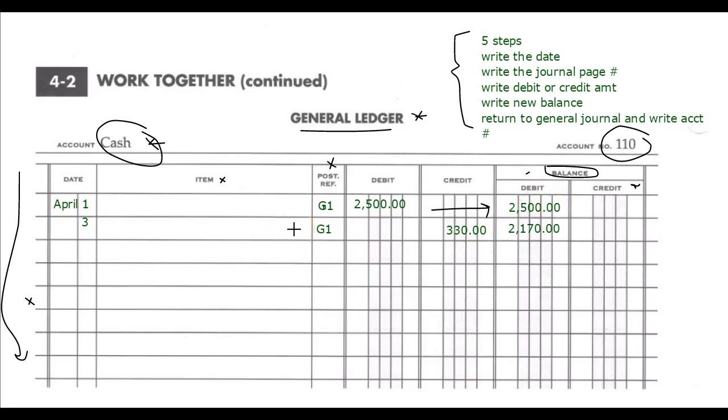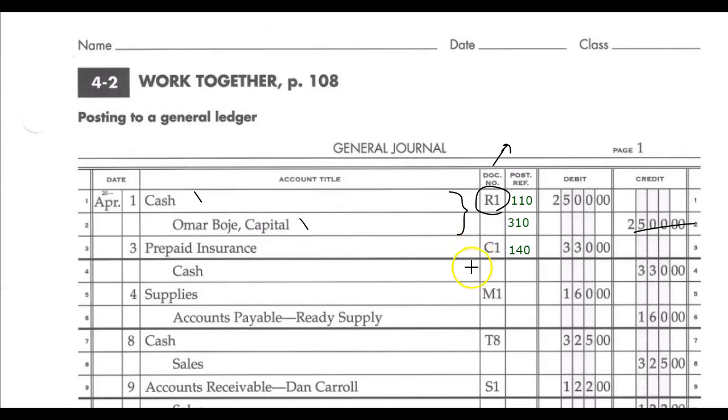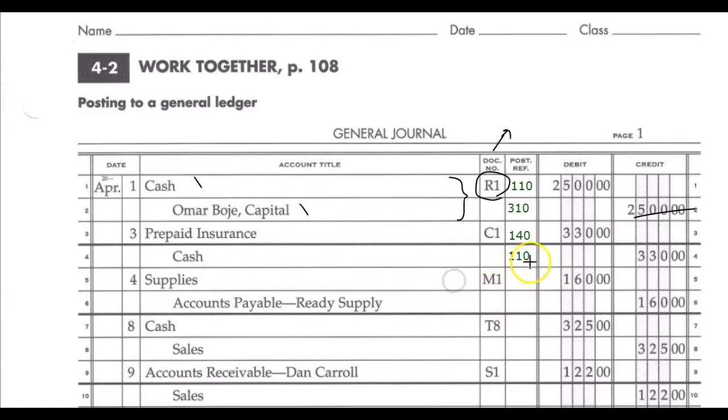So now if Mr. Delgado comes to you and says, how much money do I have on April 3rd? You can open your general ledger, look and say, oh, you have $2,170, sir. And he'll be like, okay, great. All right. What is our next step once we've done this? We go here. And we say, okay, what's the cash account? Cash account is 110. We posted it. So now we know we have posted these transactions from April 1st and 3rd to the ledger.